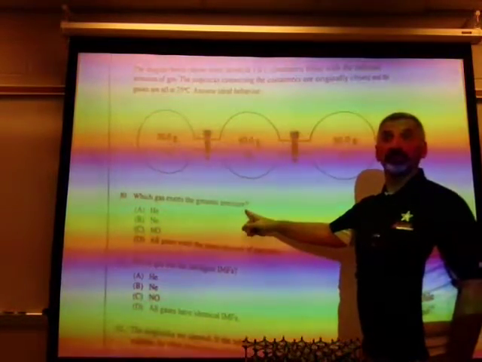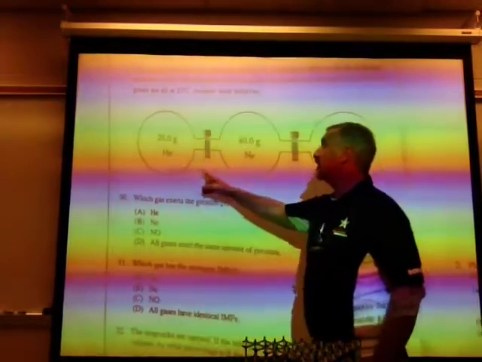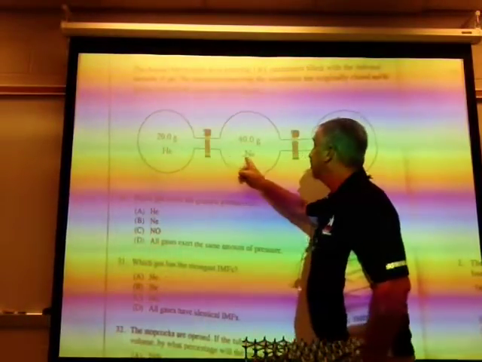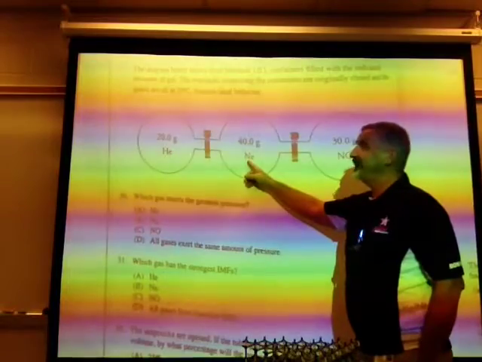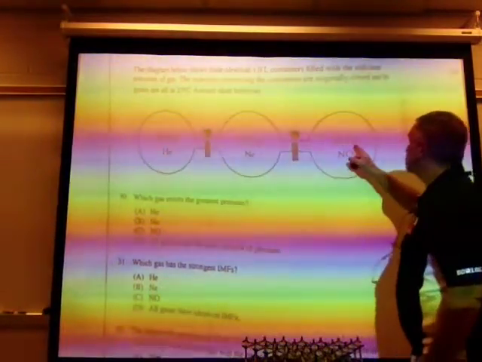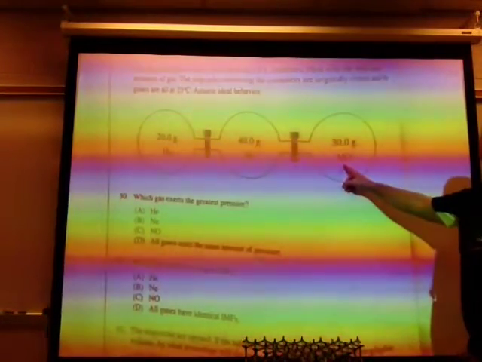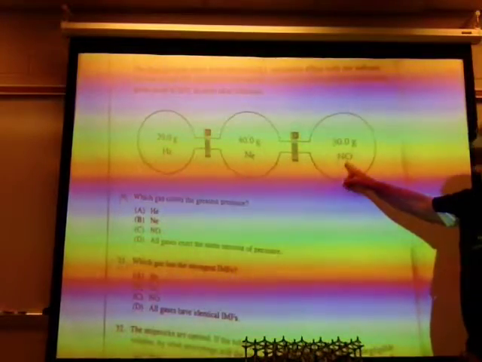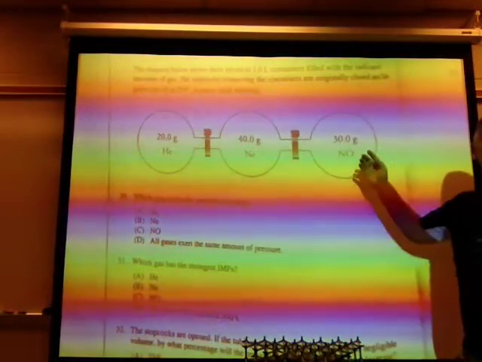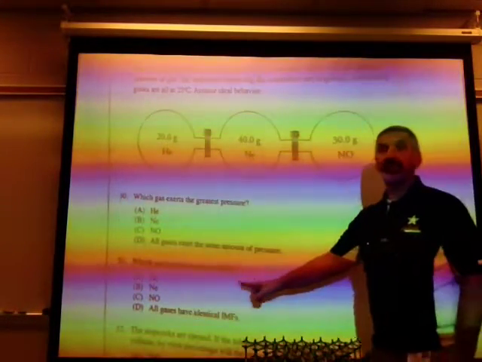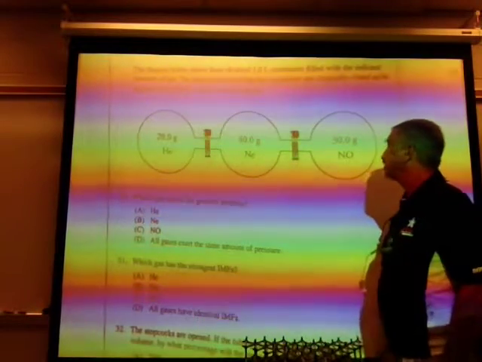Then 30, we already kind of did this. The greatest pressure is going to be the greatest number of moles. So what you have, this is 20 divided by 4, so that's 5 moles. This is 40 divided by 20, so that's 2 moles. And this is 30 divided by 30, which is 1 mole. So the one that has the most moles is going to be the helium, so most moles is most pressure. Now that's flashback. That's a good review for the exam. Now this is the reason why I wanted this one. Which has the greatest IMFs?